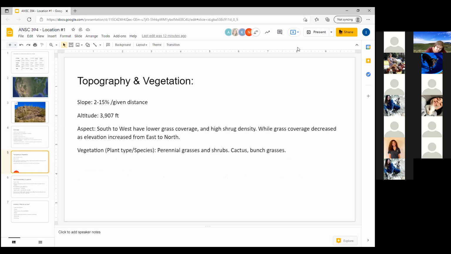As for topography and vegetation, we were a little bit confused about the slope, but we determined that it would be 2 to 15%, because we know that the change in altitude is over a given distance. The altitude is 3,907 feet. For the aspects, south to the west have lower grass coverage and high shrub density, while grass coverage decreases as elevation increases from east to the north. For vegetation, we determined that it was perennial grasses and shrubs, cactus, and bunch grasses.